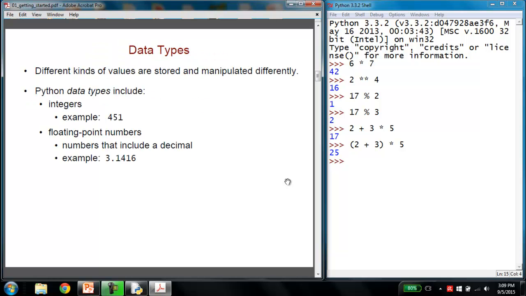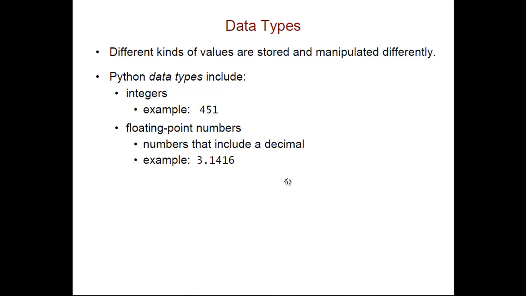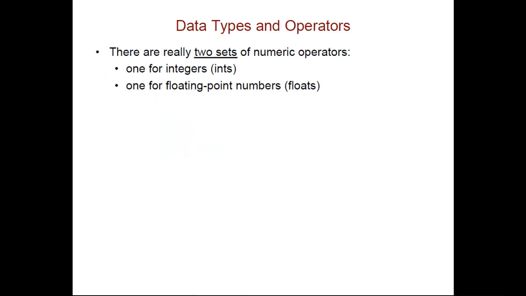Now it turns out that there are different what are called data types in Python, and this is true in all languages because different kinds of values are stored differently in the computer's memory, and they're also operated on differently. In Python there are 2 main types for numbers. There's an integer type, and there's a separate type for numbers that include a decimal, and those are called floating point numbers or floats. Now it turns out that each data type has its own set of operators. So there are really 2 sets of numeric operators, one for integers or ints and one for floating point numbers or floats.